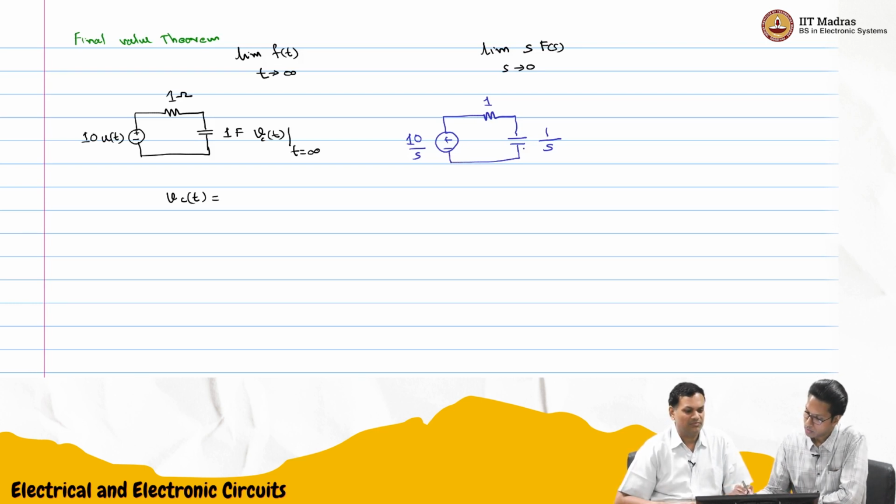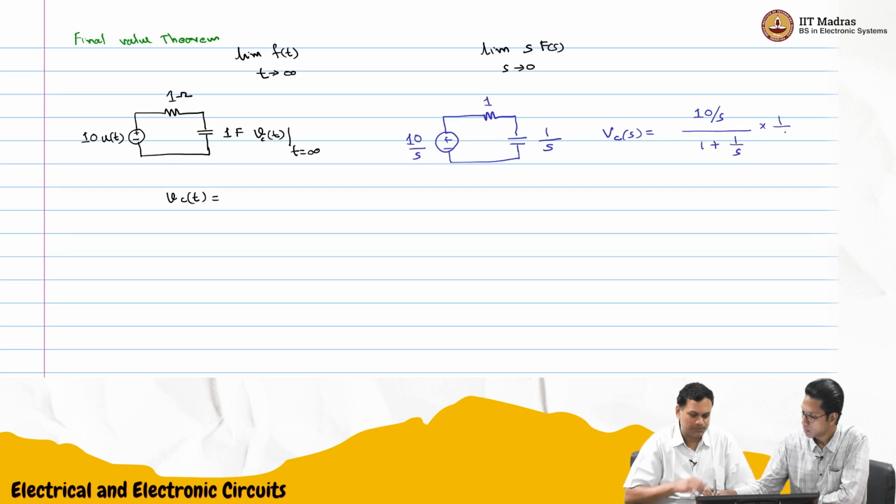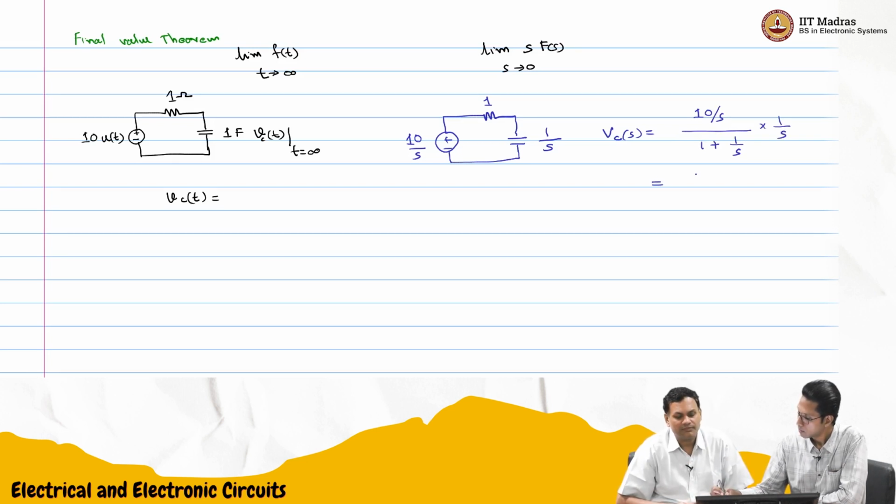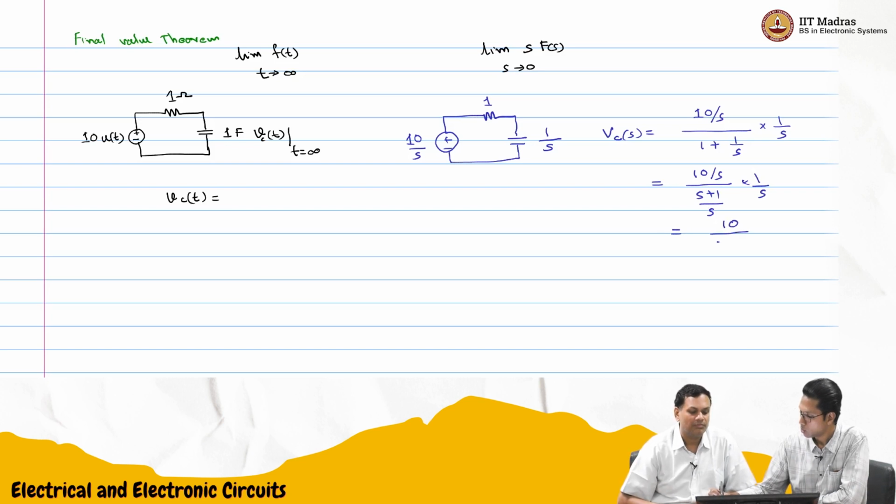So the voltage is, this is just a voltage divider. So Vc of s is equal to 10 by s divided by 1 plus 1 by s, into 1 by s. That is 10 by s by s plus 1 by s. The s will cancel into 1 by s. So 10 by s into s plus 1.